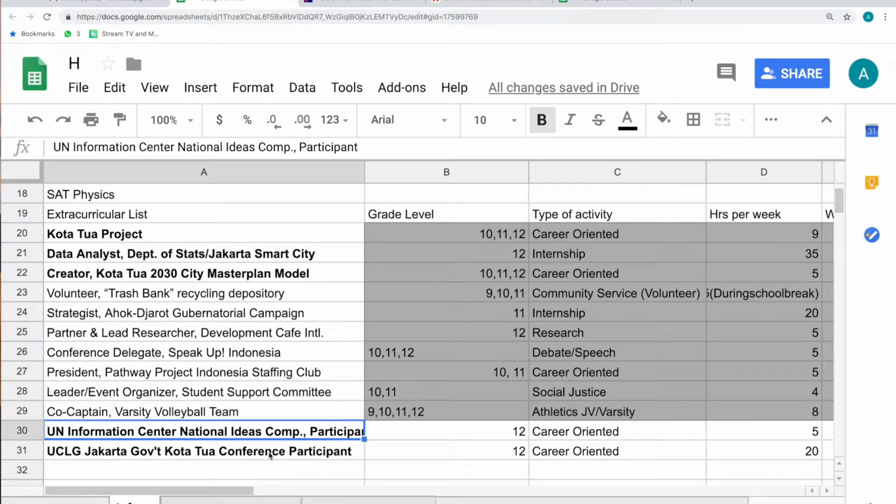And then the other two are kind of like just a small thing, but it's also related to the major, where it shows his passion in that area.